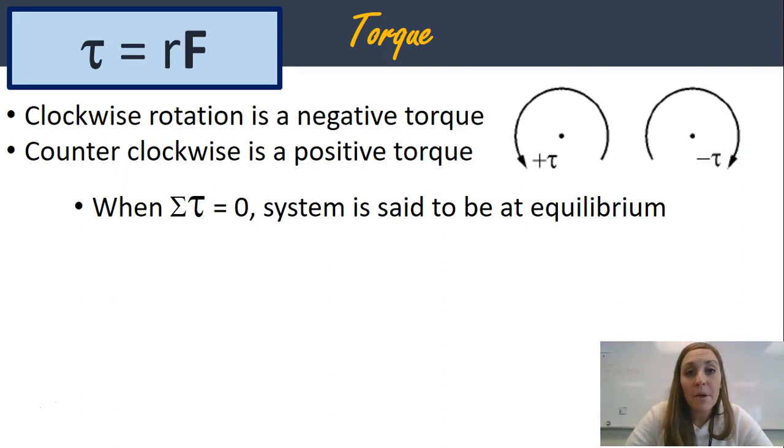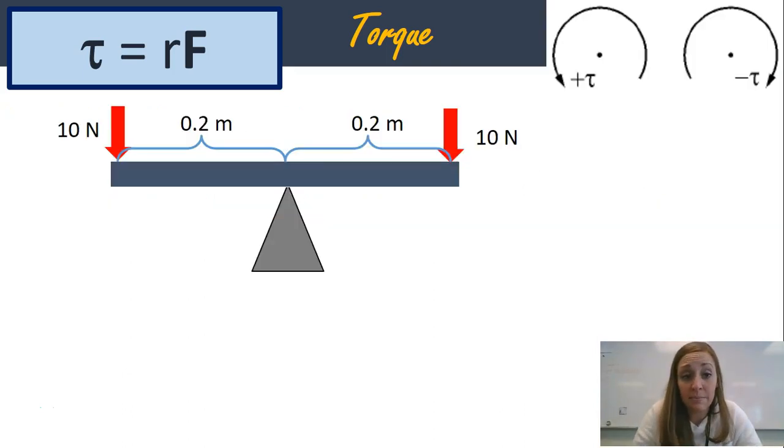So when the sum of all torques is 0, meaning we add up all the total torques on a system, then it's at equilibrium, as in it's not going to rotate.